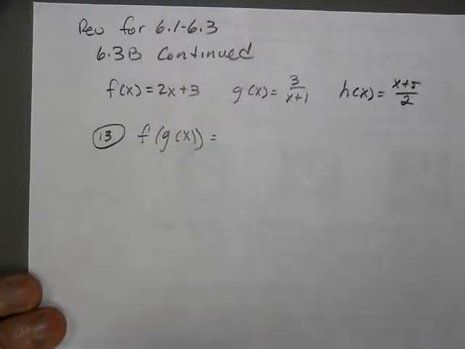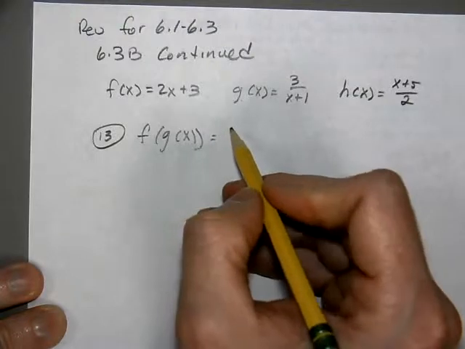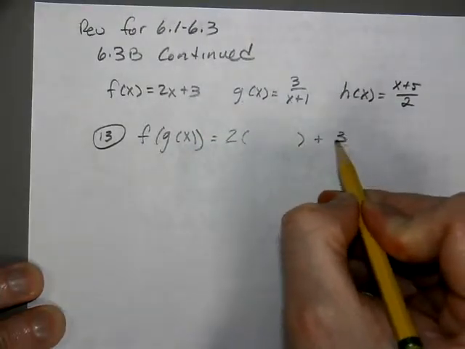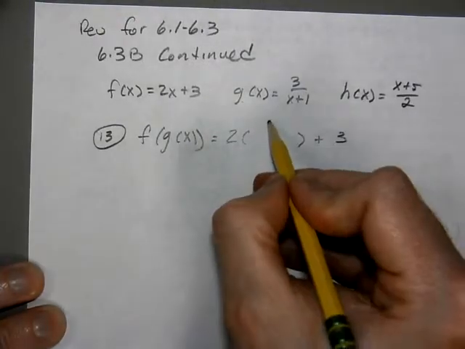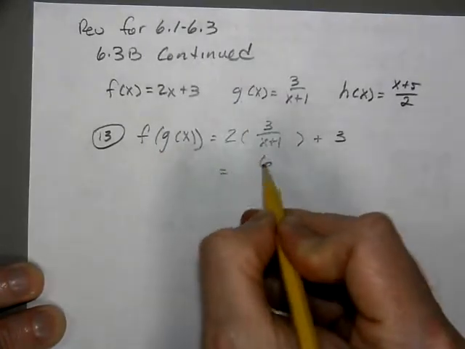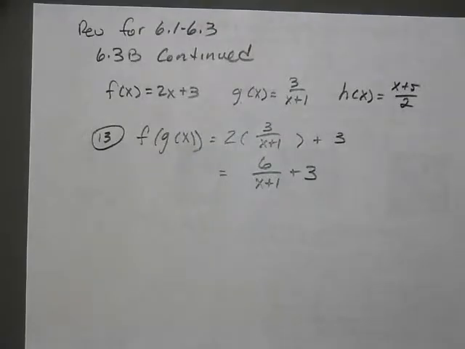So here with number 13, we're doing f of g of x. So the f function looks like 2 times something plus 3. We got to plug the g function into that. So that's going to give us 6 over x plus 1 plus 3. There's no way to combine the 6 and the 3 together. You could essentially make common denominators, but no need. That is completely fine.